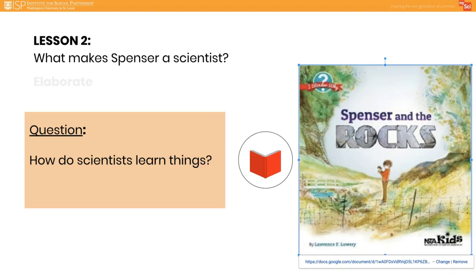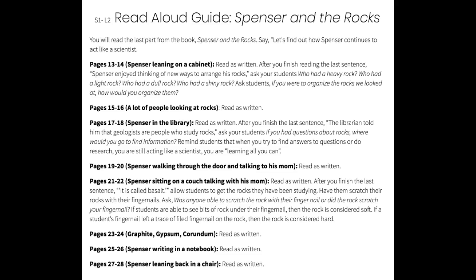In the Elaborate portion of this lesson, you will finish reading Spencer and the Rocks. A read-aloud guide for the second half of this book can be found in the teacher pages. Use this read-aloud guide as you continue to have the conversation with your students. How is Spencer like a scientist? Feel free to reference the scientific process poster that you went over with students in Lesson 1. This is also a great time to go back to our design challenge and ask students, did Spencer teach us anything about how to design an investigation about rocks?